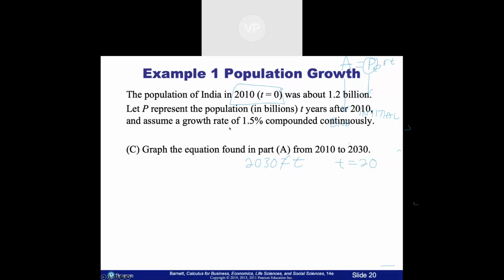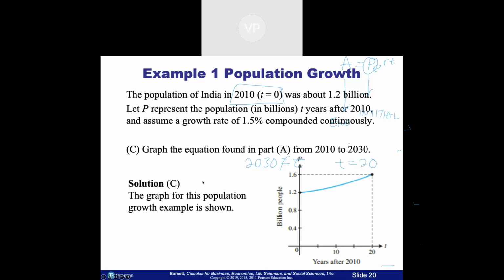Okay, so now they want us to graph the equation we just found. In this case, you can use Desmos, you can use a graphing calculator, or you can just remember how an exponential looks. But remember, at time 0, we knew it was 1.2. At time 20, we knew it was 1.6. The one we just found is not going to be a straight line.